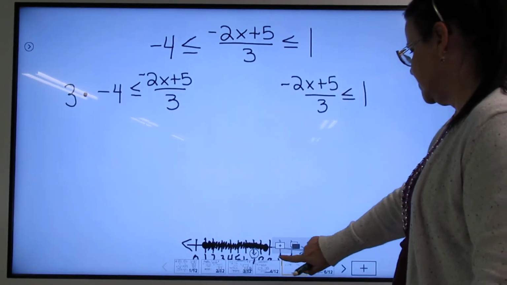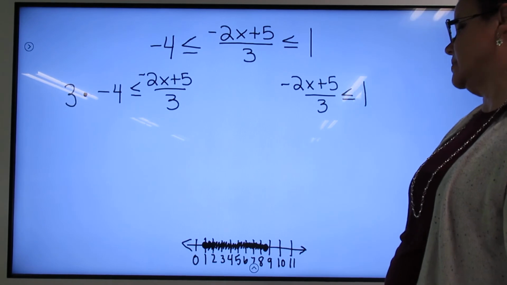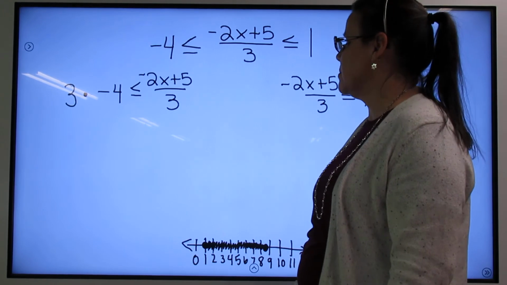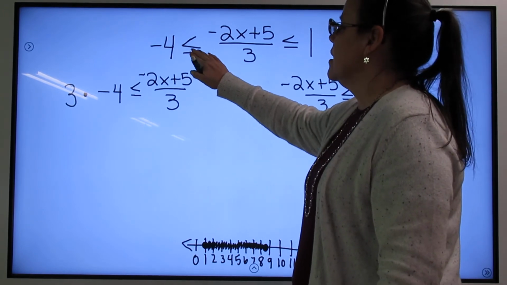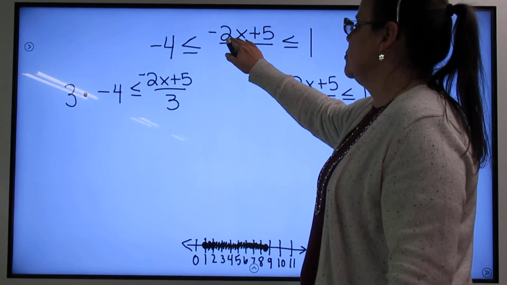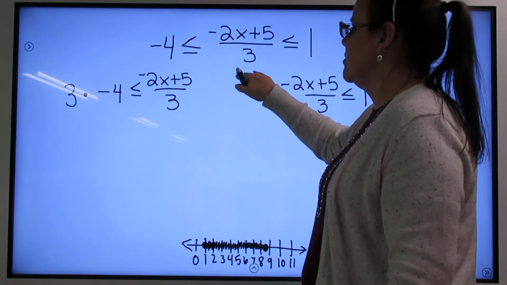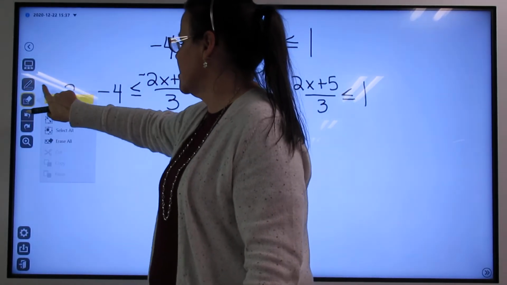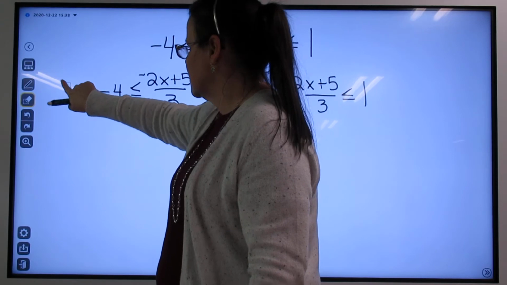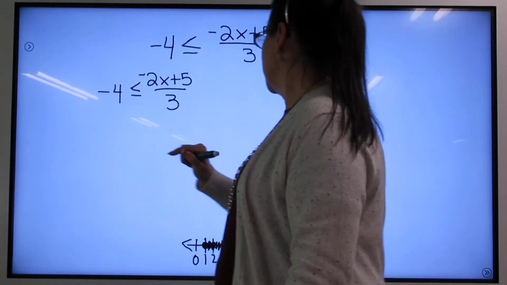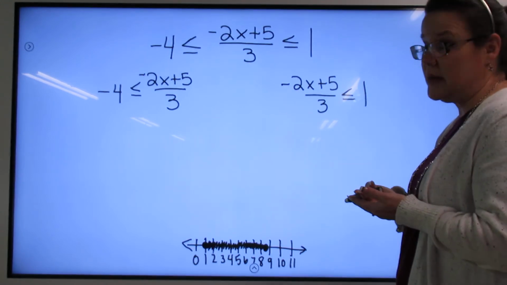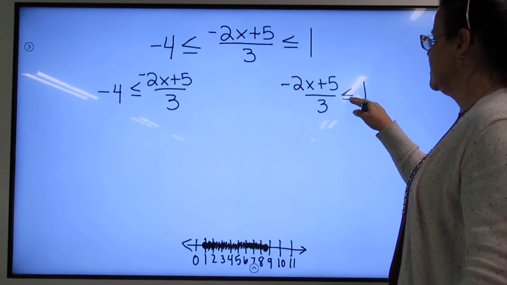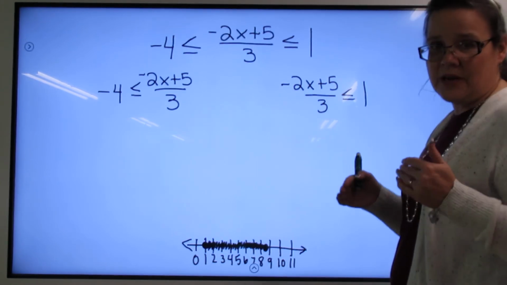So here we have it. And I left the graph up because, I don't know, I just did. It was hard to fit it down there and I just left it up. So you're going to take negative 4 less than equal to negative 2 times x plus 5 divided by 3 and put it on this side. Oops, I forgot to erase that. Let me do that real quick. Don't look. Okay, and then you split it up. It's a compound inequality. You have negative 2x plus 5 divided by 3 less than equal to 1. Now you're going to solve for each side.